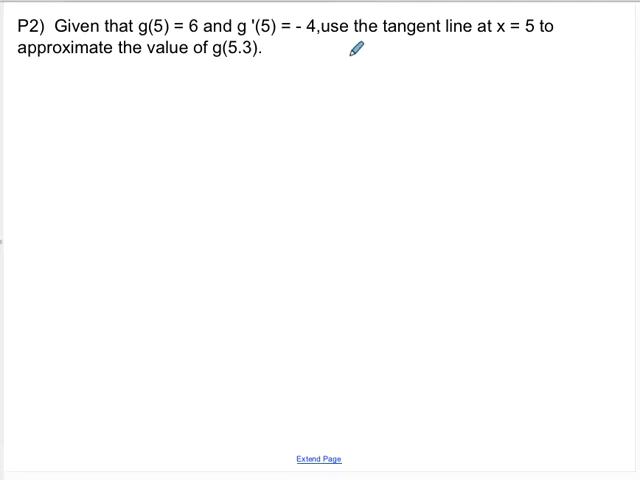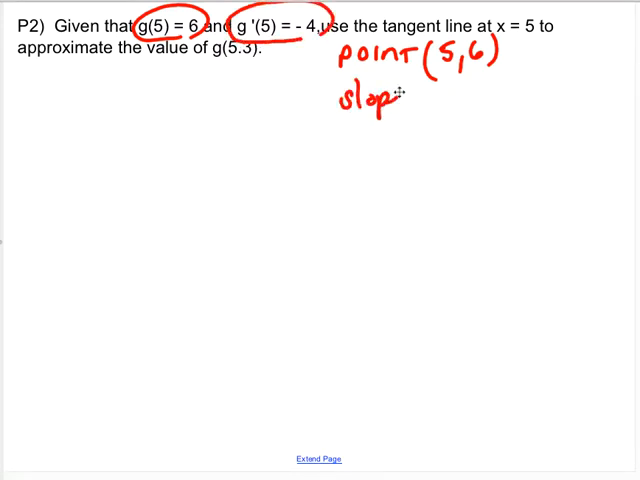Same idea, but you're doing it with g, right? So again, I have a point, right? That's my point. And I have a slope because I was given g prime of 5. So my slope is that m tangent is g prime of 5, which was a -4.